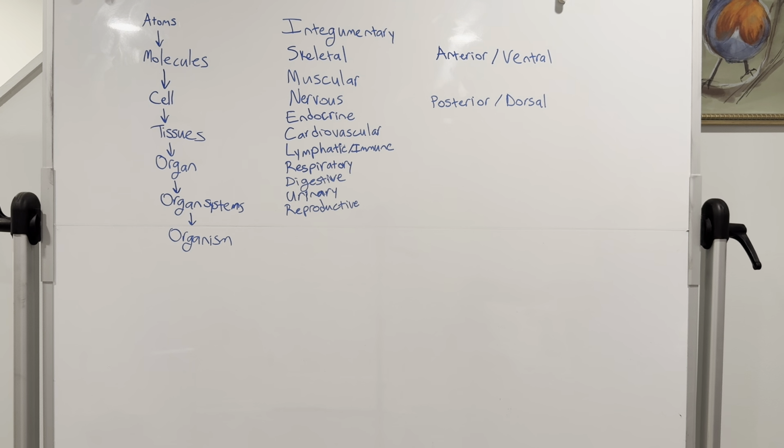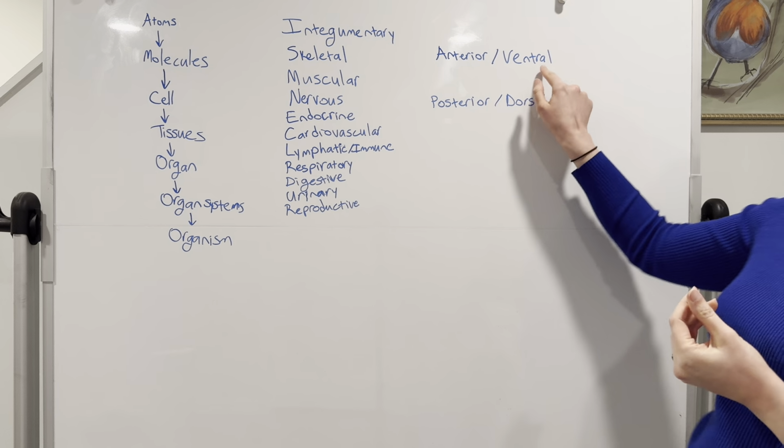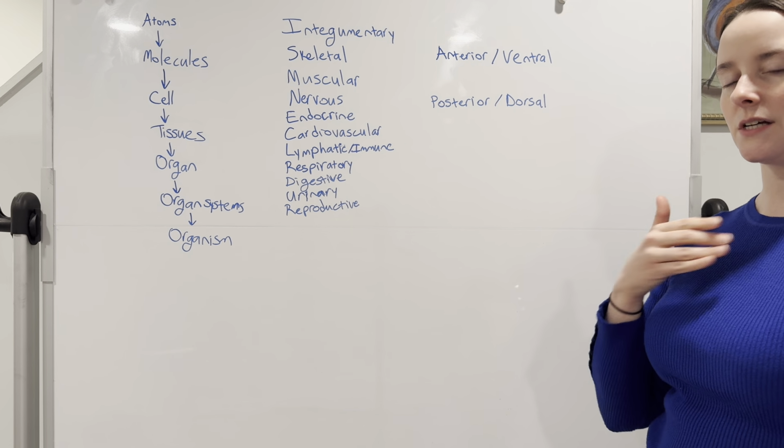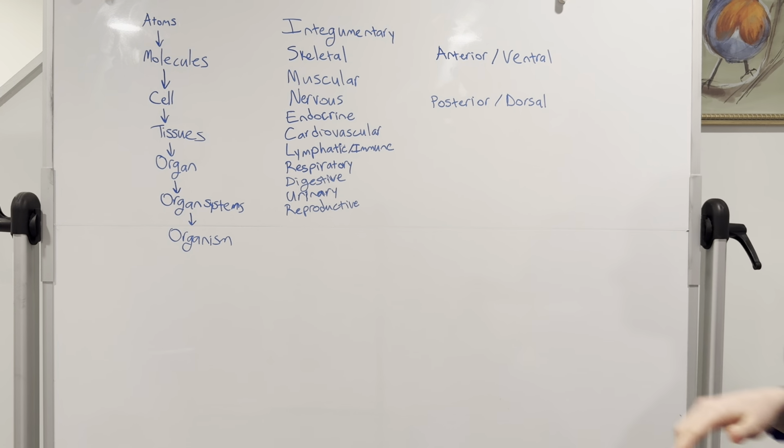And those three together, the thoracic, abdominal, and pelvic cavity, make up the ventral cavity, right? Because it's on the belly side of the body. So those three together would be known as the ventral cavity.